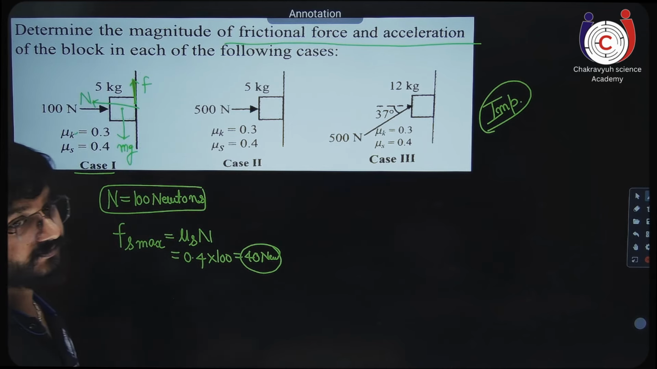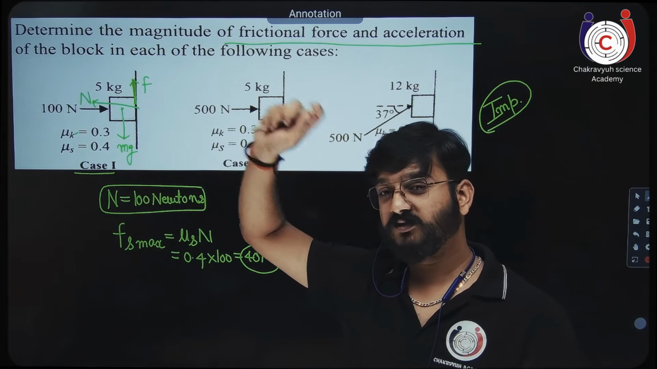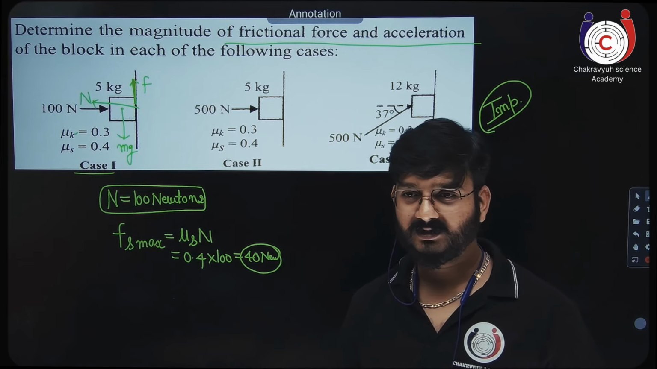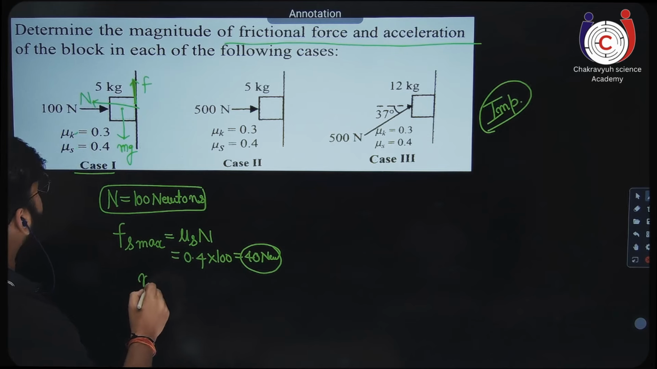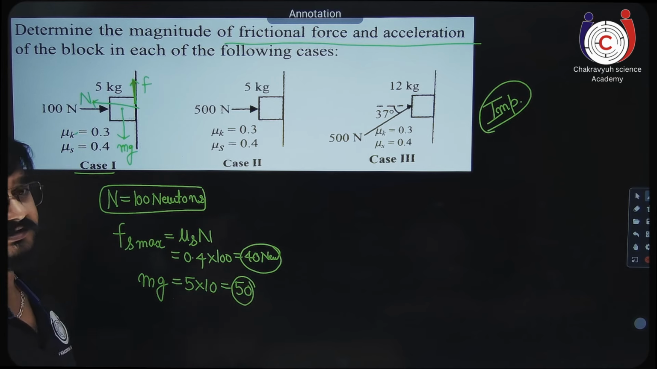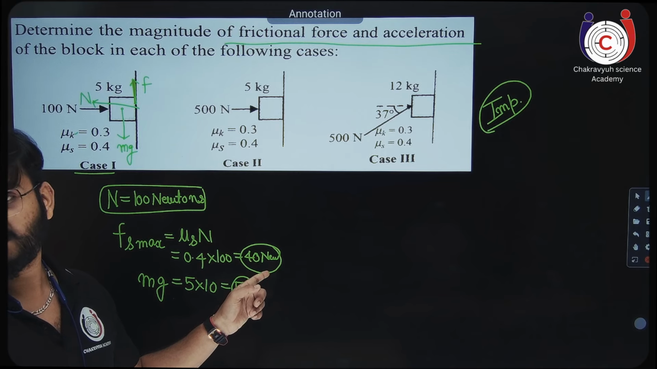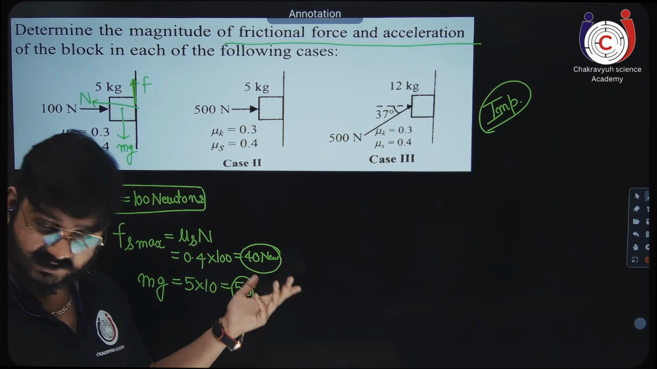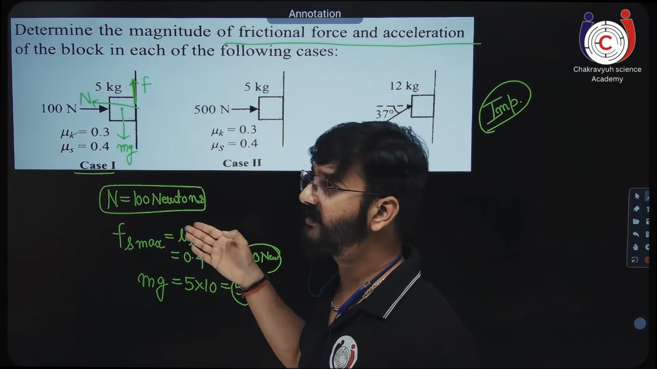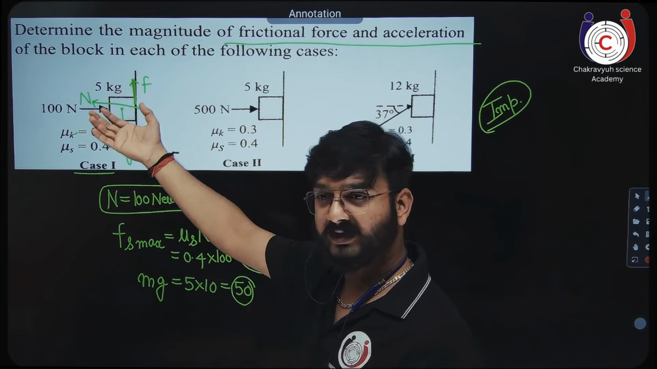Okay, Fs max is 40, right? Which force is responsible for the movement? This object will move because of which force? Mg, because of weight only it will fall down, right? So I will check weight. What is mg equal to for this object? 50 Newton. So which force is responsible for the movement? Mg. Is it greater than Fs max or less than? So will the object move? Yes, it will move. The weight of the object is greater than the maximum friction offered by the surface, and weight is responsible for moving it down. So it will start moving down.